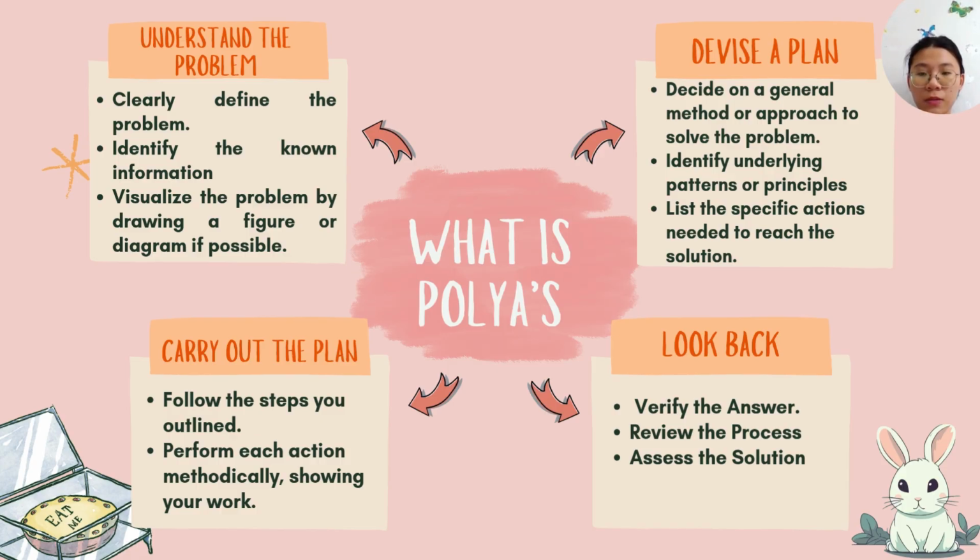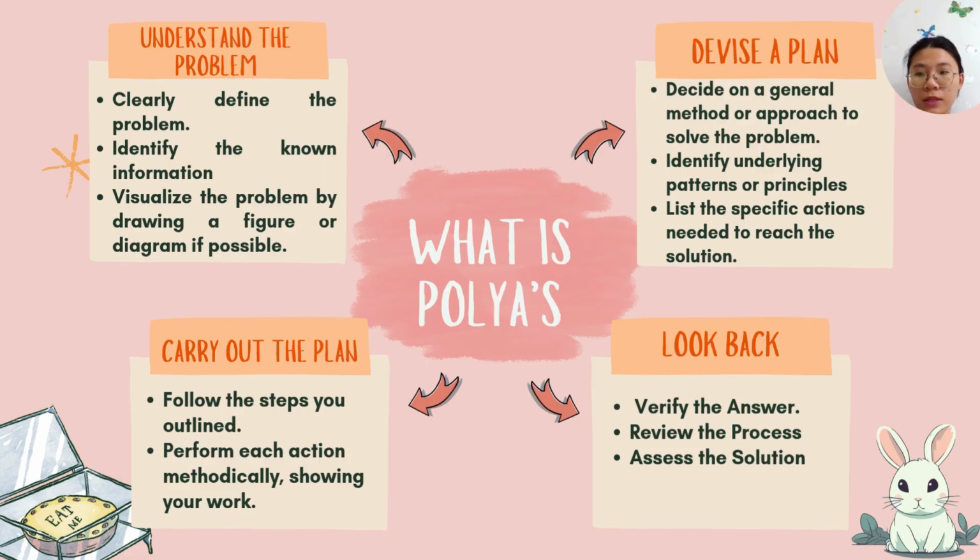Once you understand the problem, the next step is to devise a plan. Here you decide on a general method or strategy to approach the problem. You can identify the pattern, formulas, or principles that might help you. Then you should list out the specific actions you will take to reach the solution, and there may be more than one way to solve a problem, so you should think creatively.